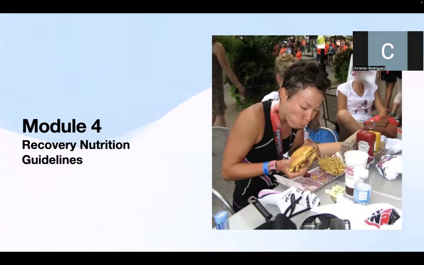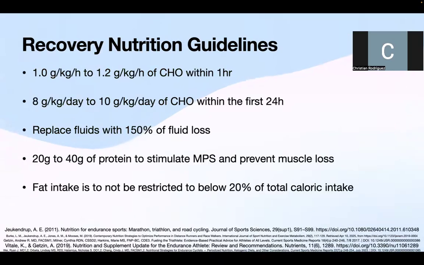Module 4, recovery, nutrition, and guidelines. So immediately post exercise, we want to replenish those glucose and glycogen stores. So about a gram to 1.2 grams per kilogram in that first hour. But also in general, we want about 8 grams to 10 grams per kilogram in that first day.